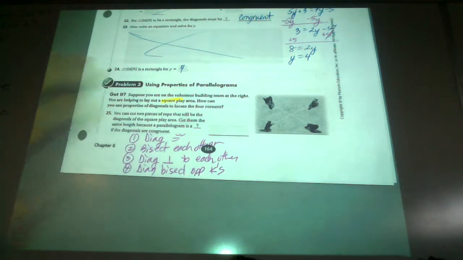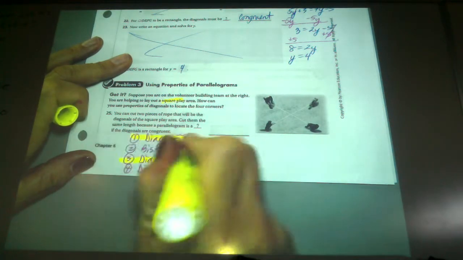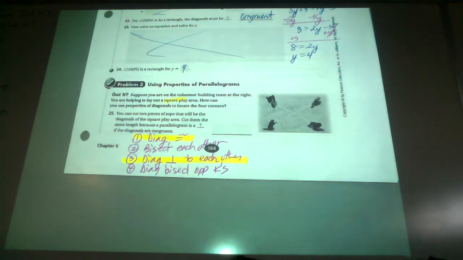So if they're going to do that, my suggestion would be that they make sure that the diagonals are perpendicular to each other and that they're congruent. If they do those two things, they're going to have no issue making a square play area and finding those vertices.